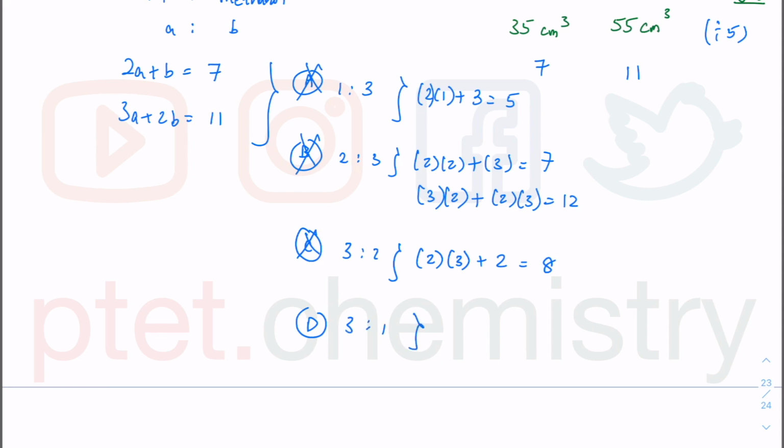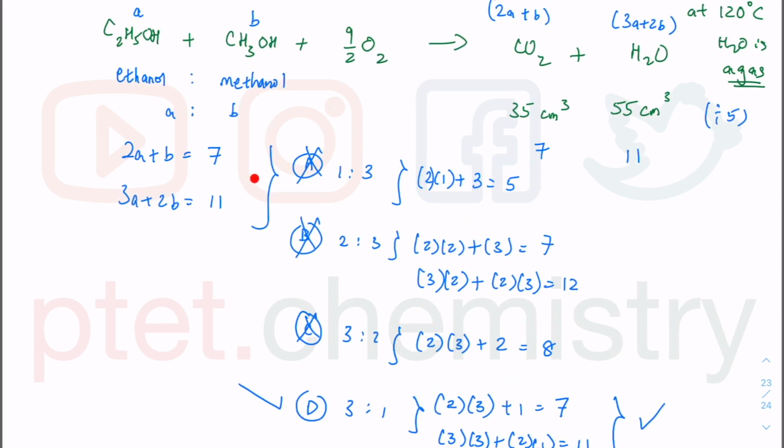But let's just double check because we can never be sure, right? So 2 times 3 plus 1 is 7, so that is okay. 3 times 3 plus 2 times 1, that is going to be 11. There you go. We have just solved it. All right, so the answer there must be D. I haven't solved the simultaneous equation. I could, you could, but rather than going through that, why don't I just use the answer given?